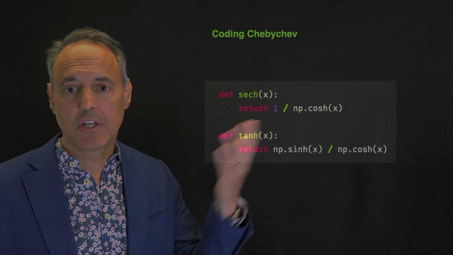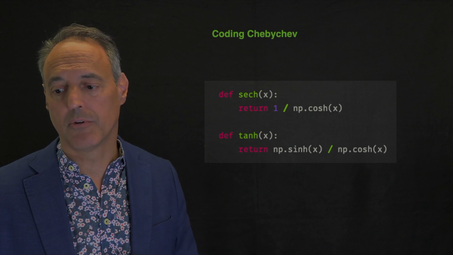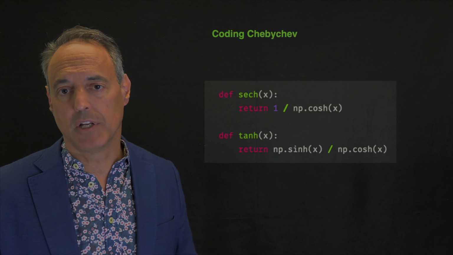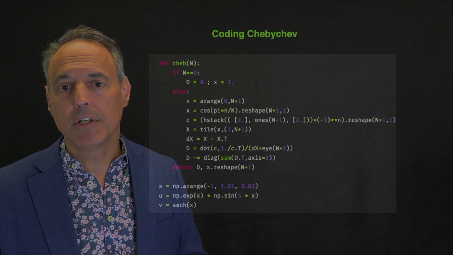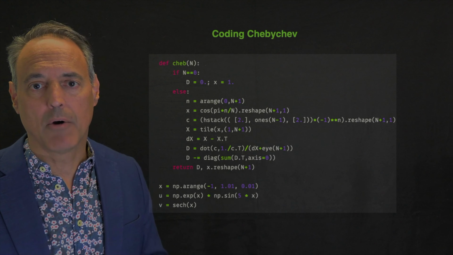So the idea here is we're going to code this up, and first of all show how well Chebychev differentiates. Okay? So we're going to take two functions, hyperbolic secant and tangent, because I actually know explicitly what the derivatives are, and we're going to differentiate these. And here is the code. This is the Cheb function and how it's defined.